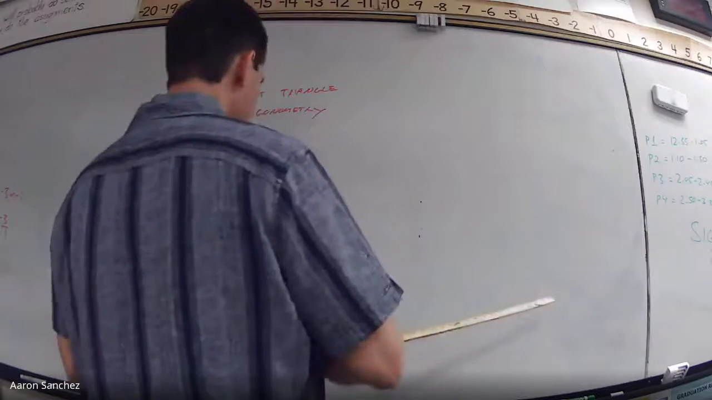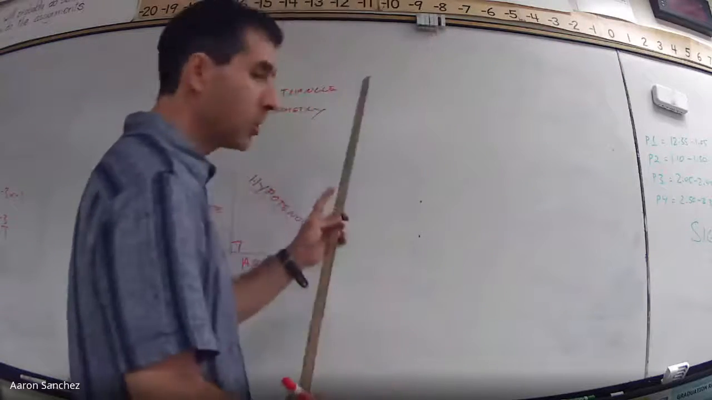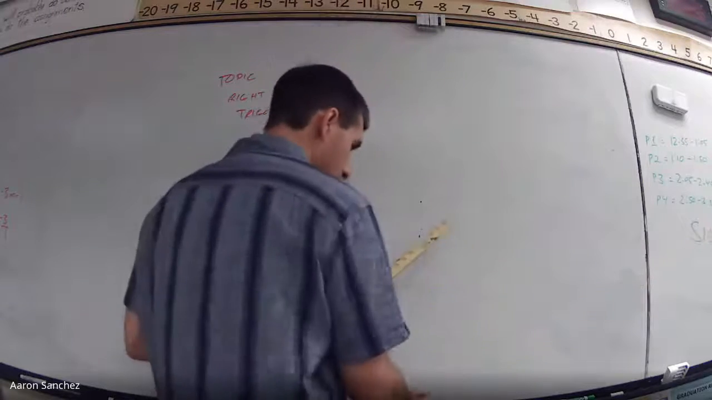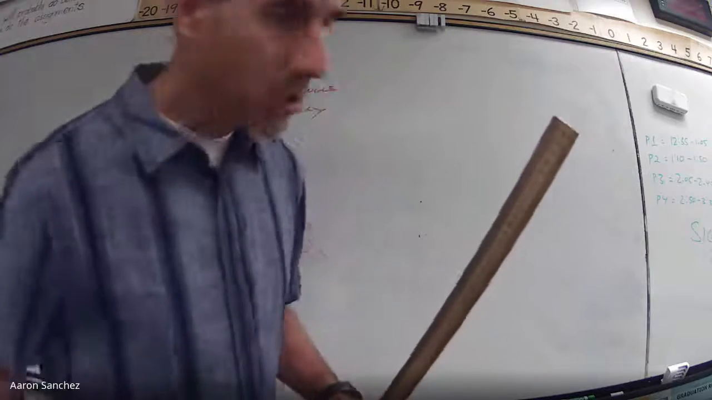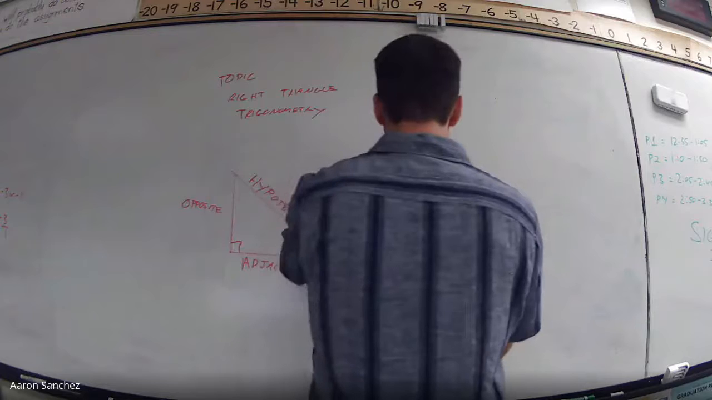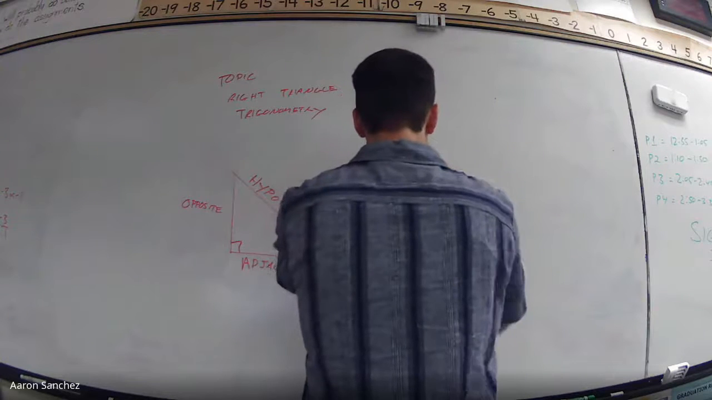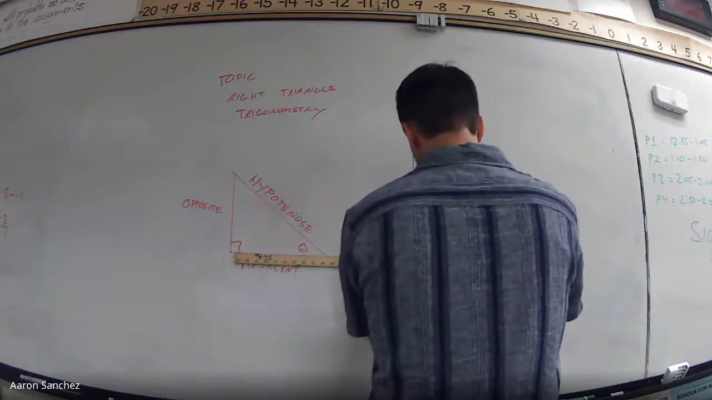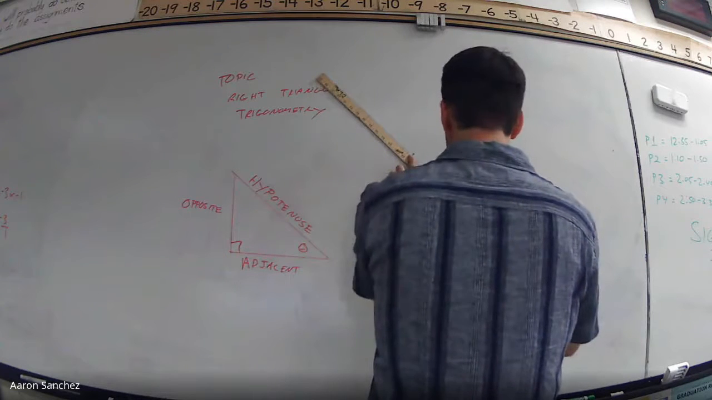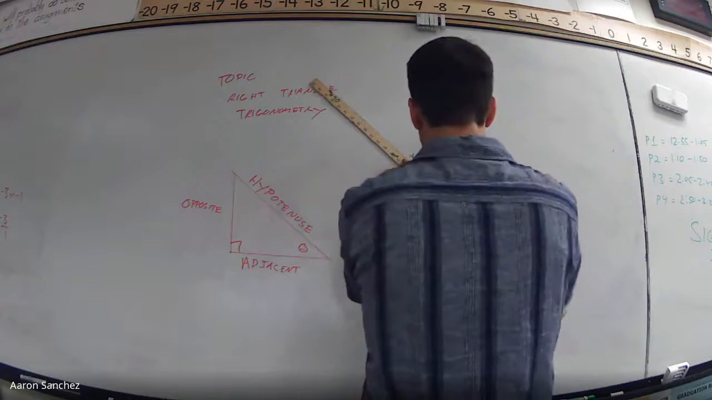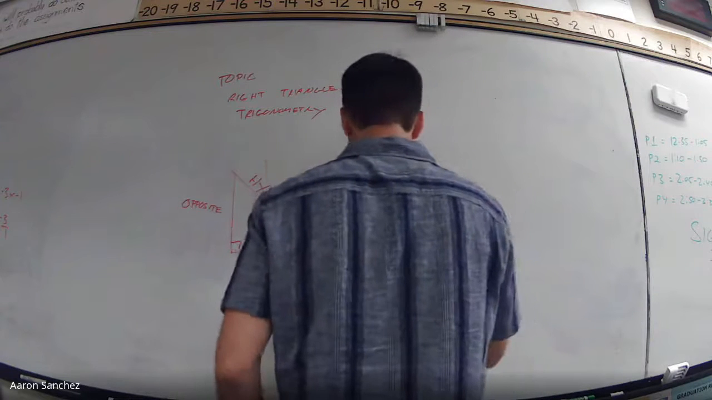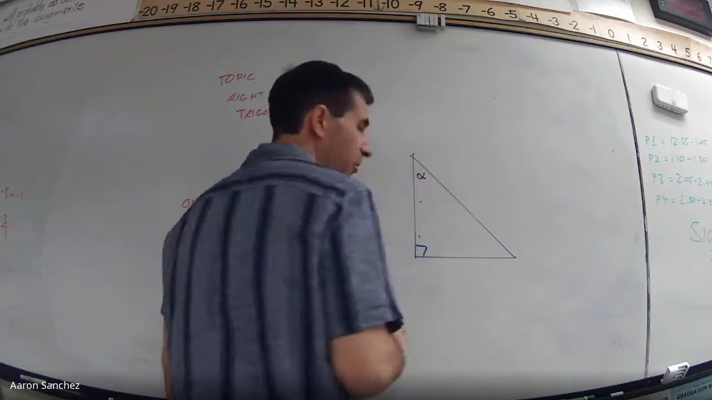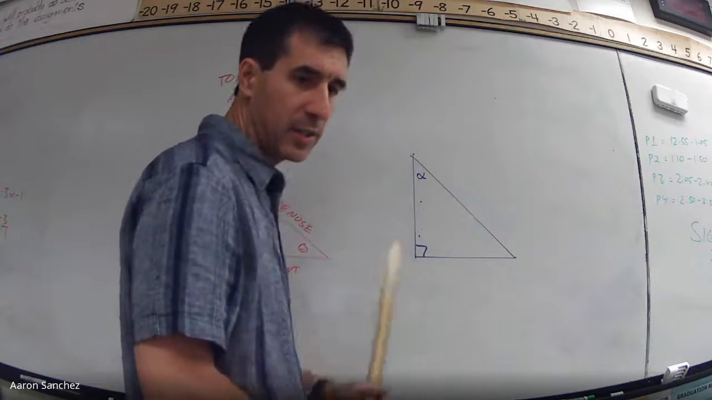Great. Now, I'm going to draw another triangle. You don't have to draw it, but you can go ahead and look at it. So what if my angle, instead of being there, I have my angle here. And my angle, let's call it alpha. You guys see that there, alpha?